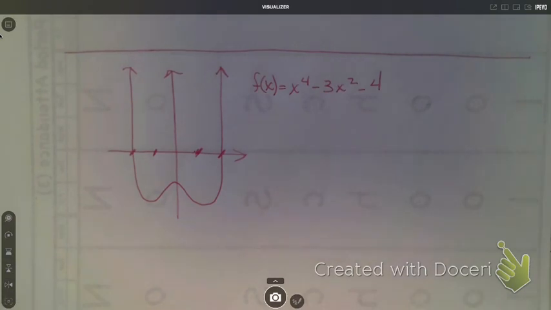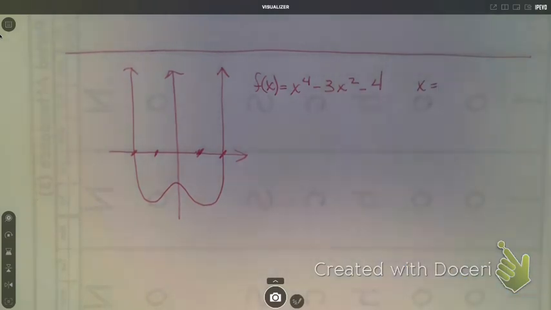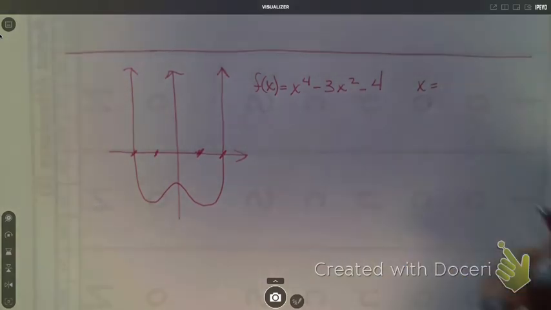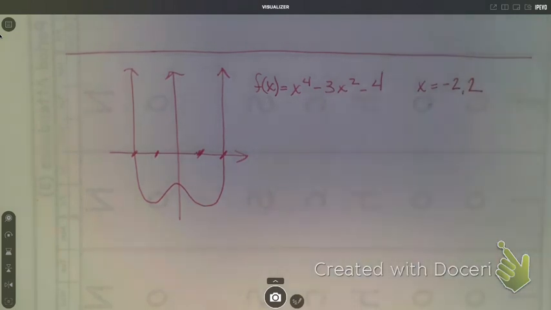From the picture, what zeros can you get? What zeros are there? 2 and negative 2? So we're going to do the same thing we did before. We're going to use synthetic division to help me. Do you want to divide by 2 or -2 first, Cooper?